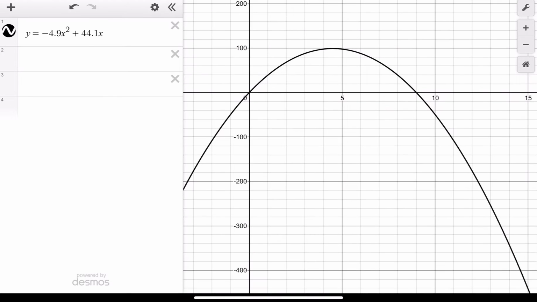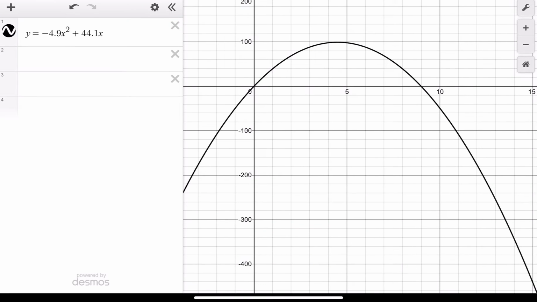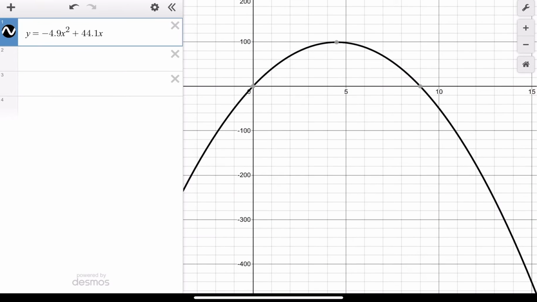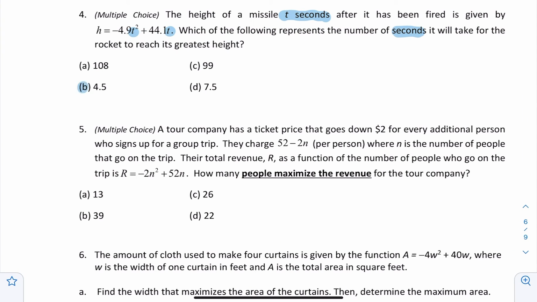So if I look, my rocket starts at 0, 0. It lands like 9 seconds later, which means that it has to reach its maximum height here at 4.5 seconds later. So 4.5 seconds in, we reach our maximum height.